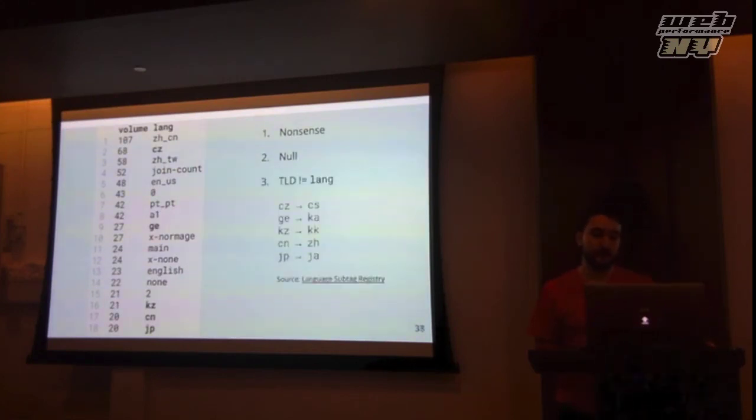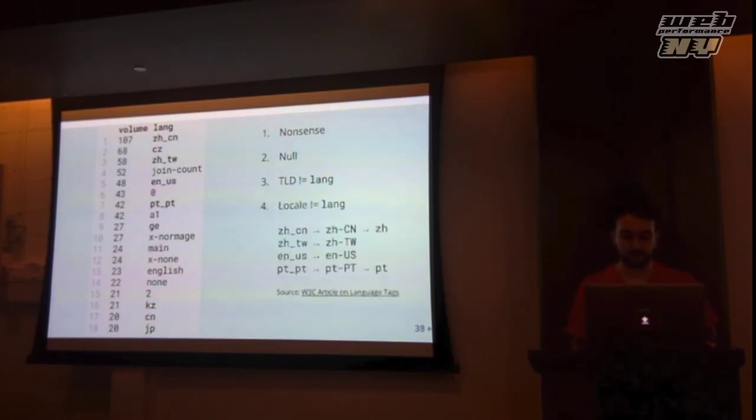Digging into the more interesting values here, it seems like people are confused about whether to use the TLD, the top-level domain of the website, like the .com or .cz for Czechoslovakia, as the language tag. There is a resource called the Language Subtag Registry, where they provide all the mappings of language and region to the correct subtag. So for Czechoslovakian domain CZ, the Czech language actually is CS; Georgia, KA; Kazakhstan, KK; China, ZH; Japan, JA.